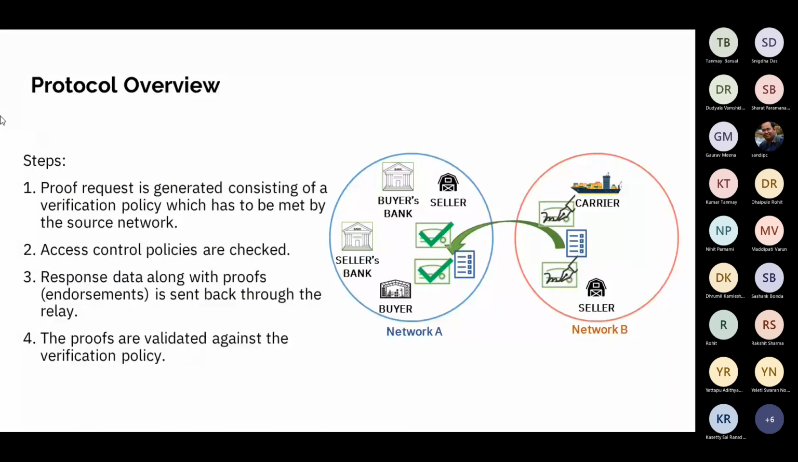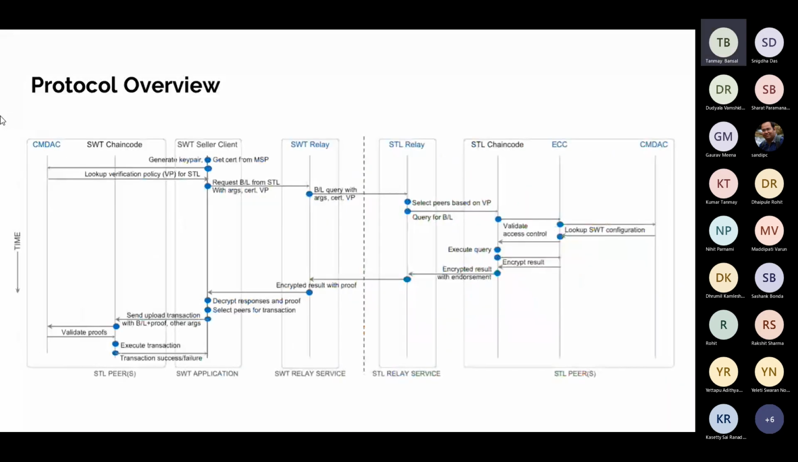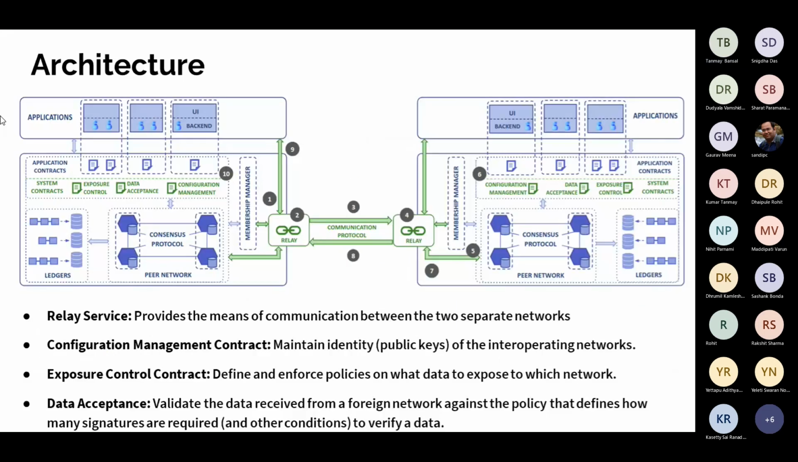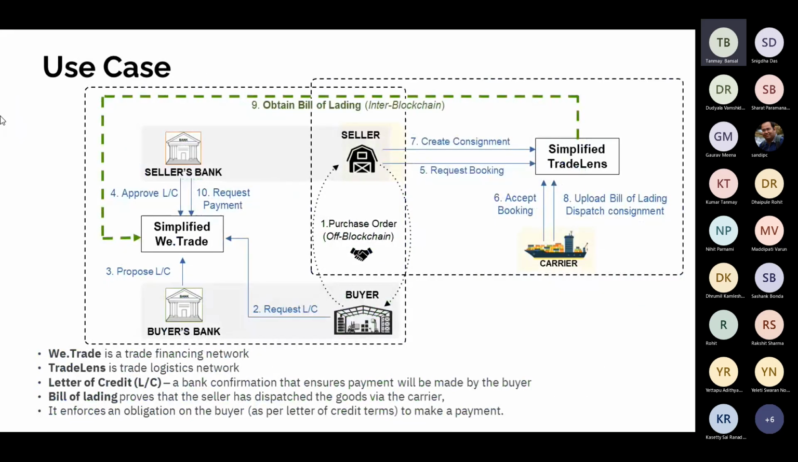So this is again listed in the form of a sequence diagram, exactly what I just mentioned, that it is from the SWT chaincode that it would go. So if you remember, as per our diagram here, it has to reach this SWT network from the STL network.